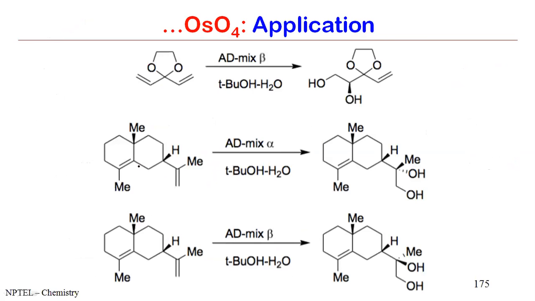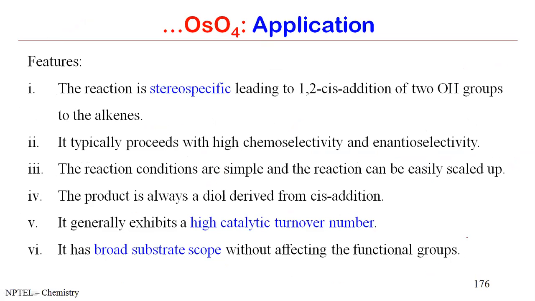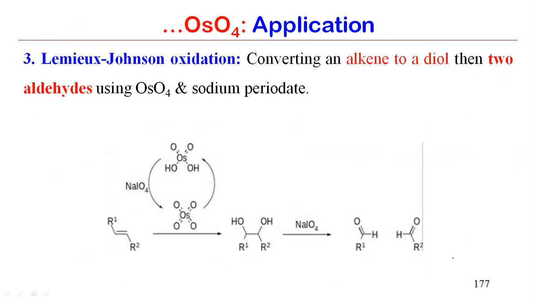So we have a variety of examples. We can see here, if you are using alpha, then this is the bottom face. If you are using beta, then this is the top face, meaning we get the hydroxylation from the top face. So these are some examples which we should remember. These are some points which we can easily understand. We have already discussed them, so I don't want to read those points.